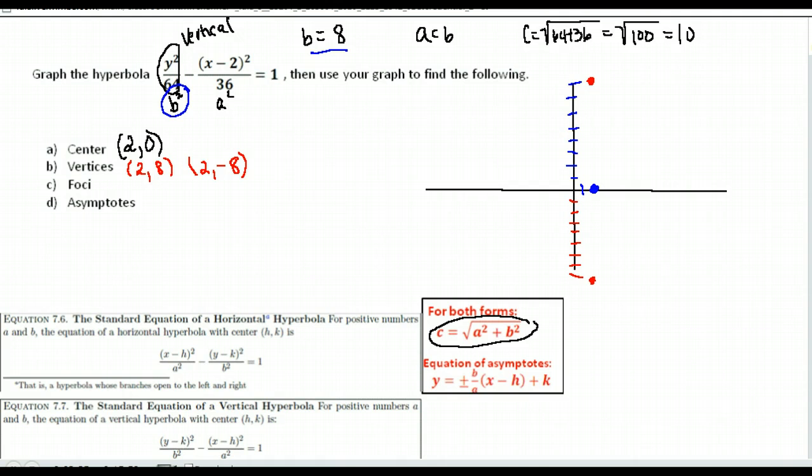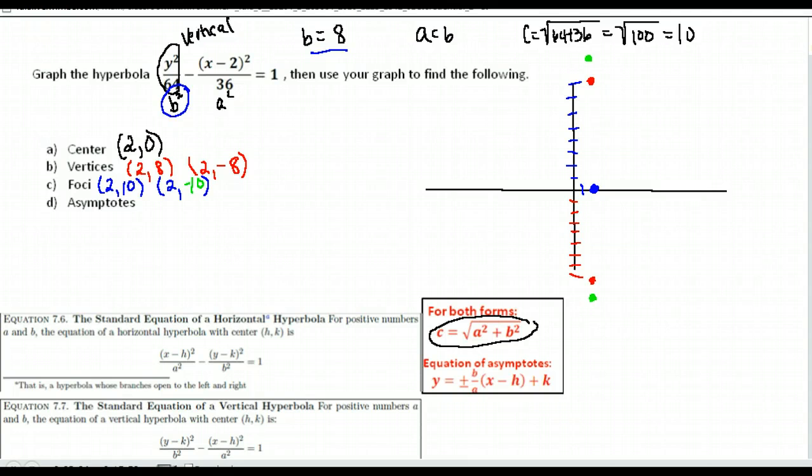The foci, or the focus points, I use my c value. Again, this is vertical, so my x value is not going to change, just my y value. So for my center, I need to go up 10, which would give me a positive 10. So the point (2, 10) up here. And if I go down 10 from the center, I get to negative 10. Okay, so there are my vertices and my focus points.